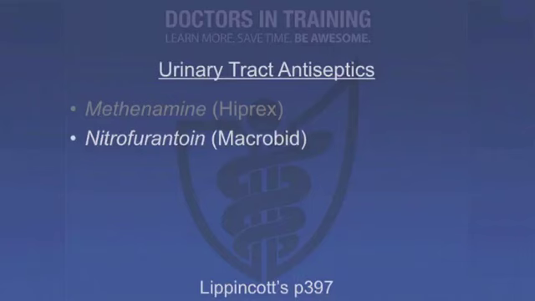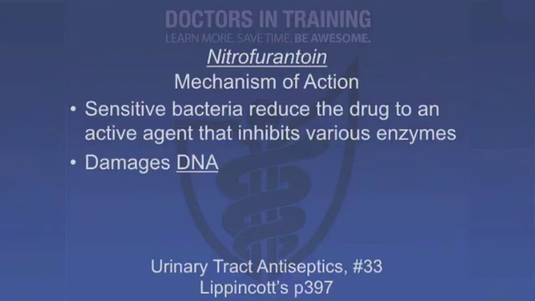The last medication is called nitrofurantoin. It's less commonly employed for UTIs because of its narrow antimicrobial spectrum and toxicity. Sensitive bacteria reduce the drug to an active agent that inhibits various enzymes and damages bacterial DNA. Antibiotic activity is greater in the acidic urine.